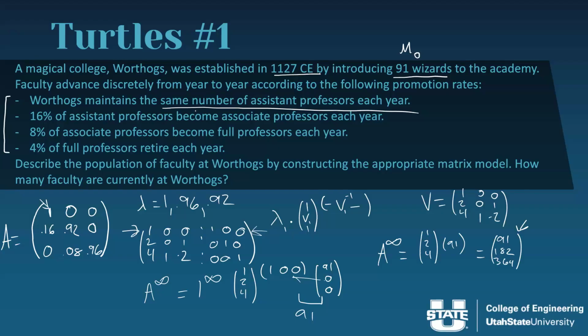So then to get the total number of professors, we just need to add all those together. So 91 plus 182 plus 364, which equals, does someone have it? 637. Do you just have this memorized? Oh, yeah, this is so true. Okay, so that's our final answer. Do you guys have any questions about how all that was done? Anything at all? We feel pretty good?